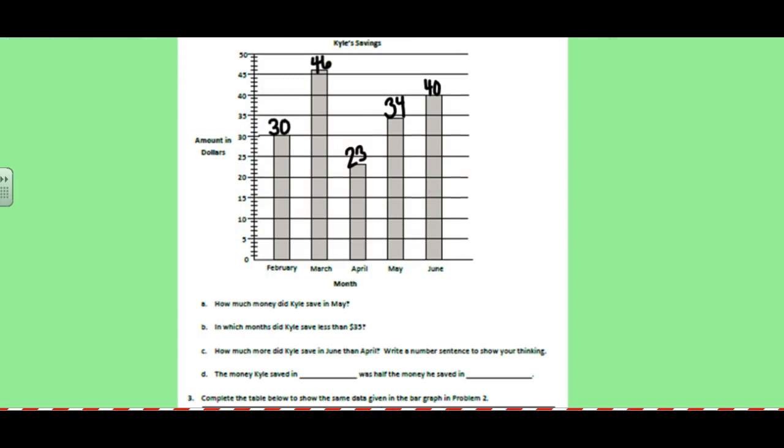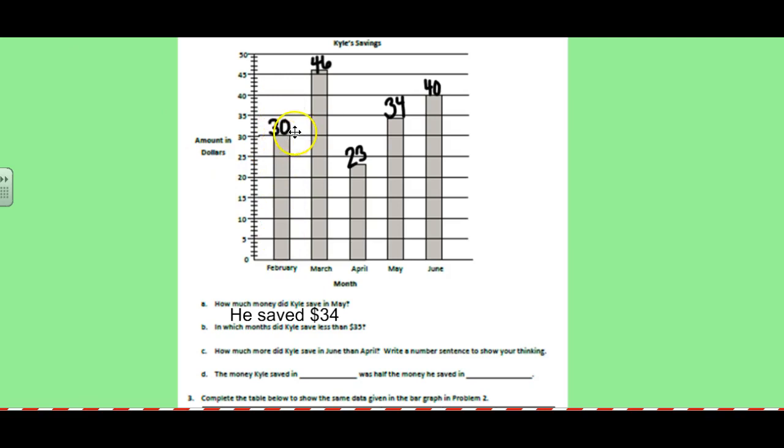Okay, so question A says, how much money did Kyle save in May? So we look at May, we wrote the number 34 above that, so he saved $34. Part B says, in which months did Kyle save less than $35? So we're going to look at all of the months that he saved less than $35, and we're going to list those months for Part B.